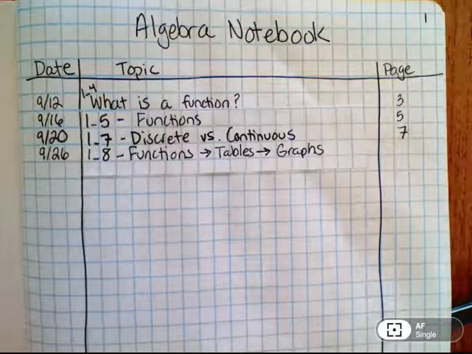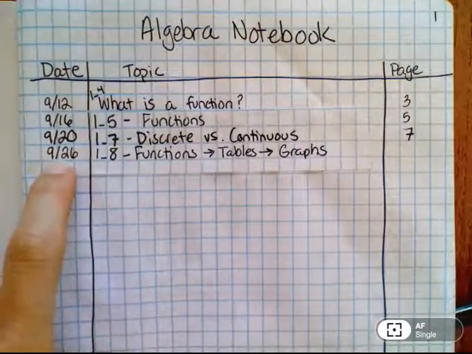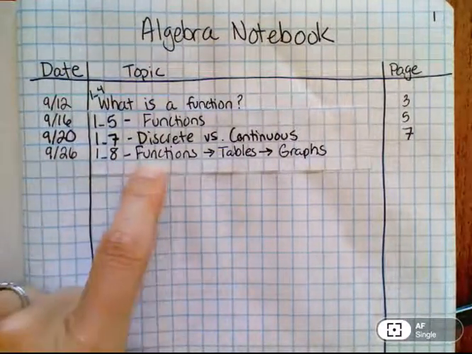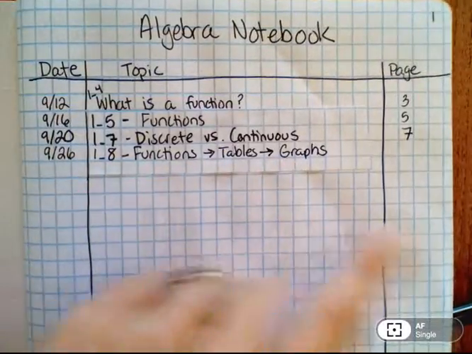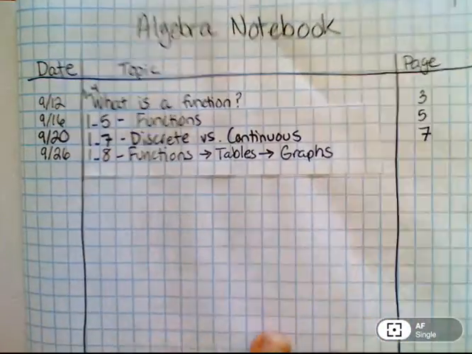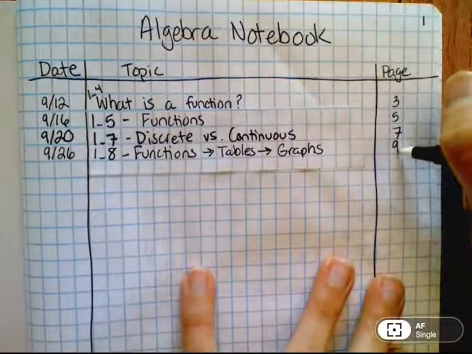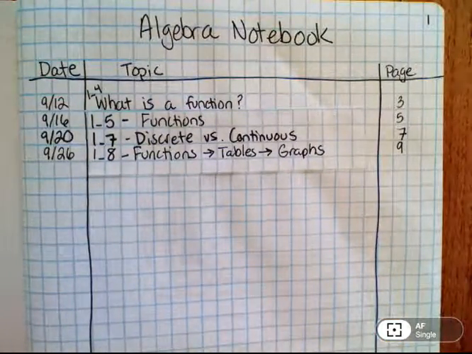This is how your table of contents should look for today: today's date and the topic. It's lesson 1-8, functions to tables to graphs. I don't know what page it'll be on, but for me it's on page 9, so I'll put page 9 there. And while you're getting this down, just a couple things.